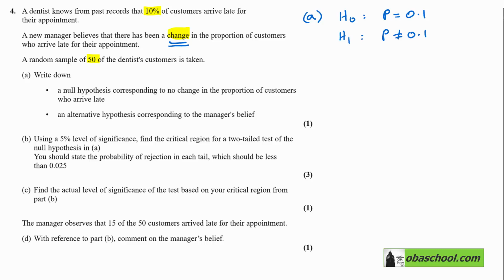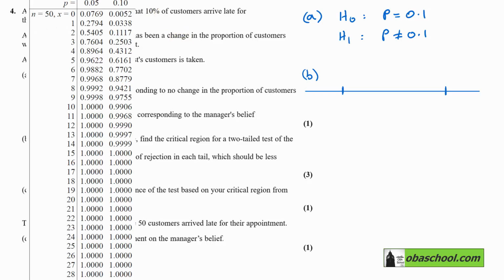So essentially what we have is a number line, and we're going to have a tail at each end. So we'll have a value here and a value here that define the critical region. It's a 5% test, so there'll be 2.5% at each end, which is 0.025 as a decimal. And here we have the n equals 50 table.